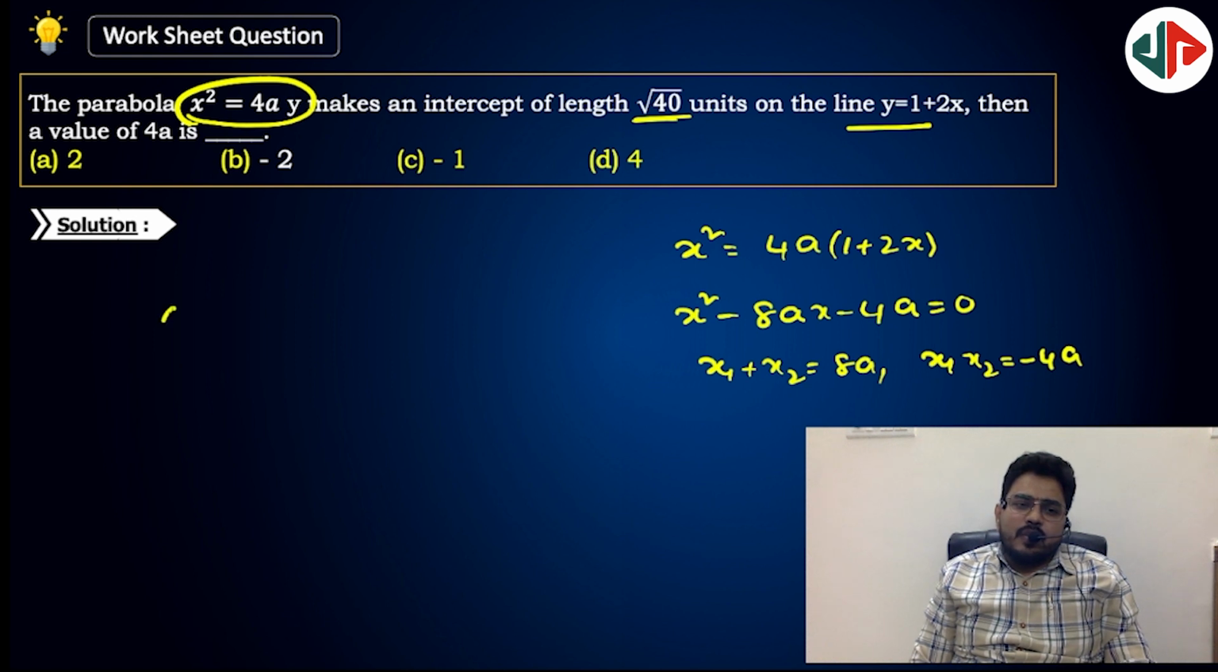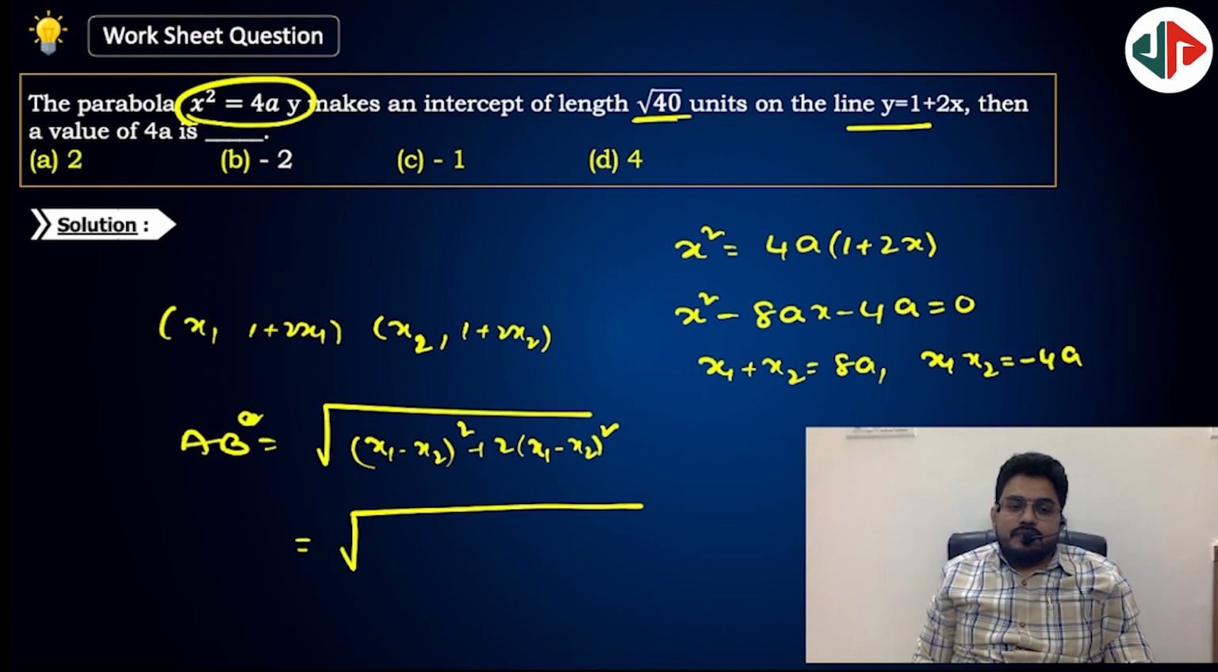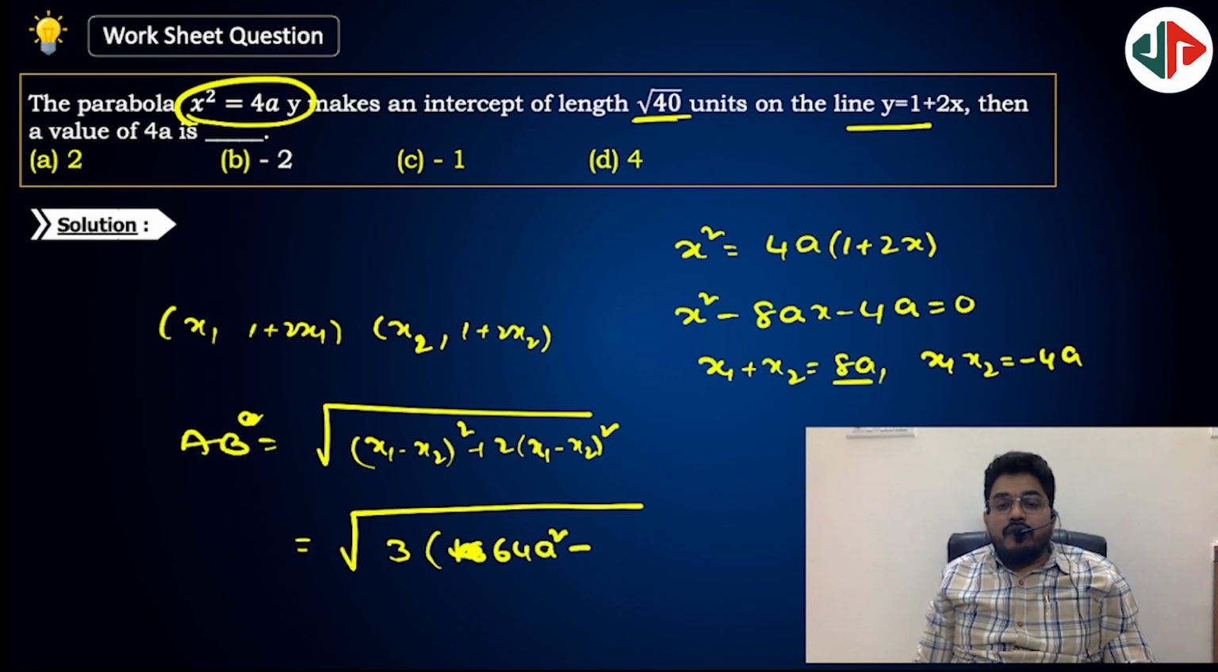So the points are x1 comma 1 plus 2x1, and x2 comma 1 plus 2x2. What is the distance between these? Let me go for AB square first. AB equals square root of x1 minus x2 whole square plus 2 times x1 minus x2 whole square, which is root over 5 times x1 minus x2 whole square, which is x1 plus x2 whole square minus 4 x1 x2, so 64a square plus 16a.